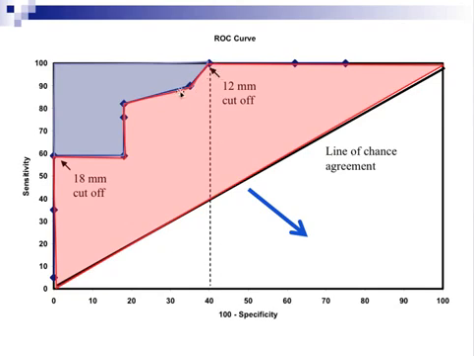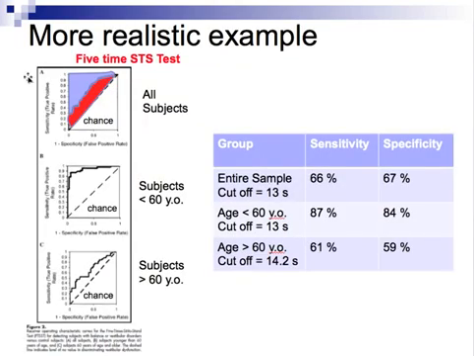So this is typically how we would look at how we draw different cutoffs for a test that we could plot in a contingency table like that. Now here's a more realistic example.